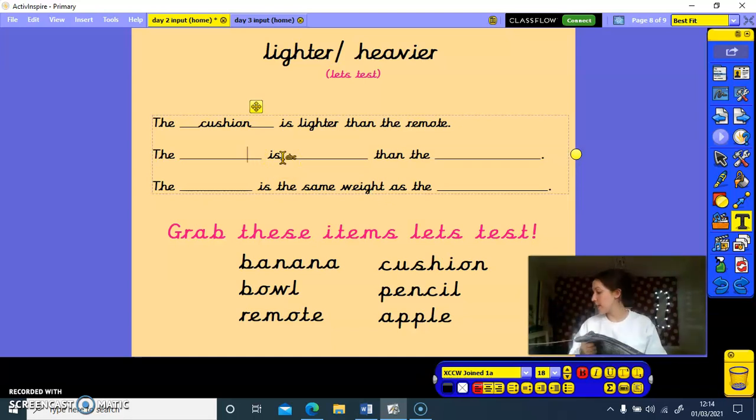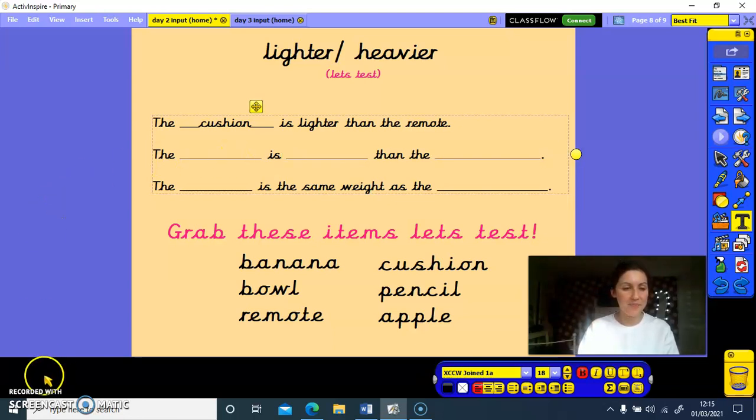So before we begin today's activity, I'd like you to pause the video, grab the other things I've suggested, and try and put them into the sentences. I wonder, will the pencil be heavier than the bowl? Will the apple be heavier than the cushion? Have a little think with your grown-up and try and verbally, or write it down if you want the challenge, say these STEM sentences, remembering either you're heavier or lighter.